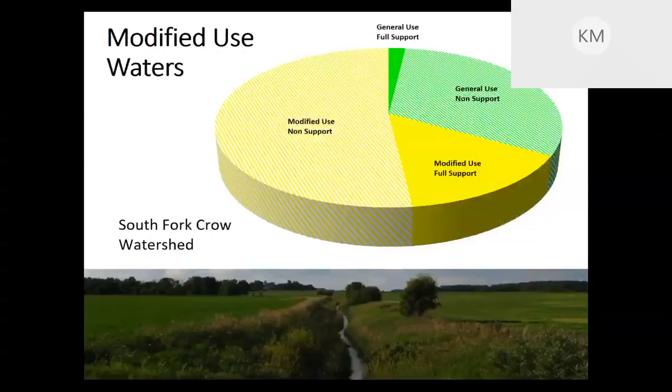Here's an example of a heavily ditched watershed, the South Fork of the Crow watershed. Basically, there's one stream in this watershed that meets the general use. Everything else is below that. So under our old framework, everything else is impaired. Under TALU, we do have a relatively small portion of the watershed that would be full support based on those modified use goals, but still more than 50% of those streams are going to be impaired modified uses, along with quite a few impaired general use streams.